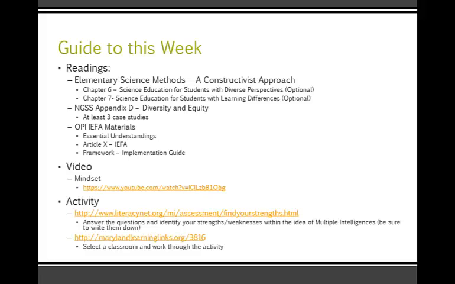And then Chapter 7, Science Education for Students with Learning Differences. Again, that's optional. Mostly that one's optional because I'm providing you with some other required readings that cover the same types of material. I will say that in Chapter 7, for each of the types of learning differences, they have a table or a chart or a list of instructional things that you might do, considerations that you might make, and those lists are fantastic. I highly recommend those.